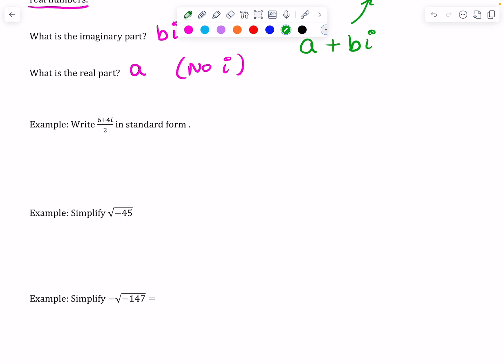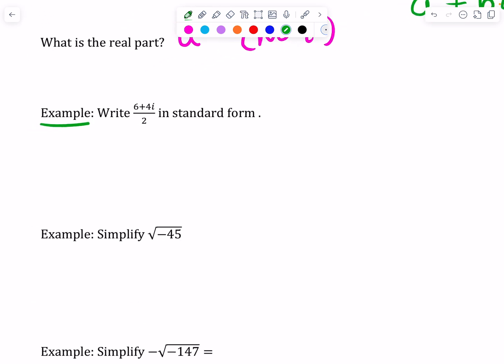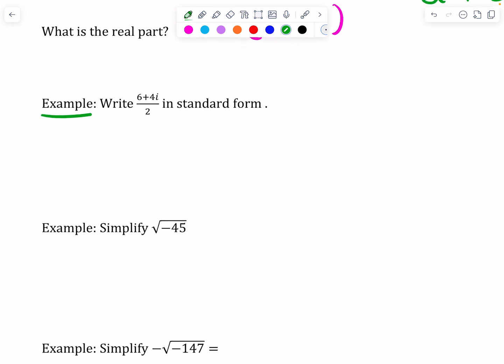So the next question, or the first example, says, write this fraction in standard form. So we're going to break this fraction apart, and we're going to do 6 over 2, and then we're going to do 4i over 2. Now we want this in the form a plus bi. That's why we're going to write our I term second. And that's going to give us 3 plus 2i.